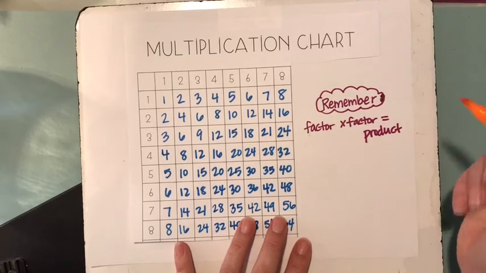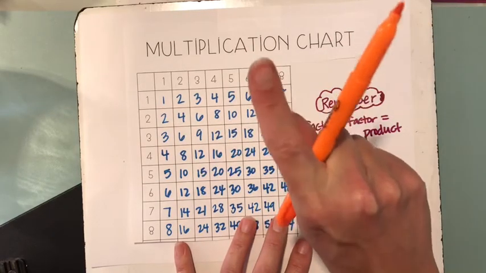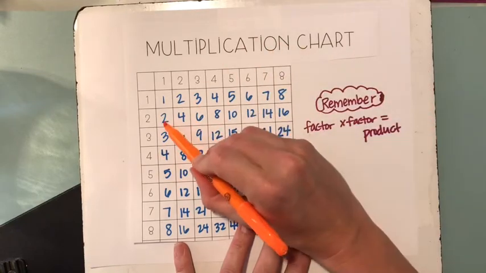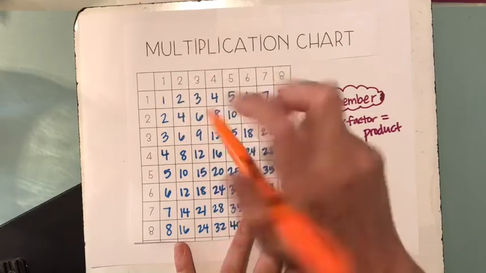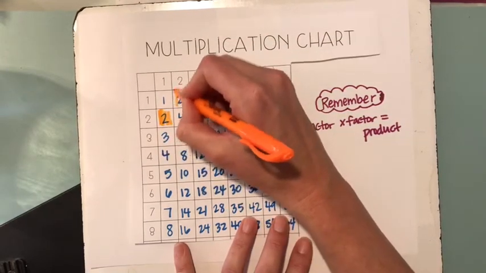So my even numbers. 1, is 1 even? Nope, he doesn't have a partner, right? So I'm not going to color him orange. How about 2? 2 does have a partner, so I'm going to color my 2's in orange.